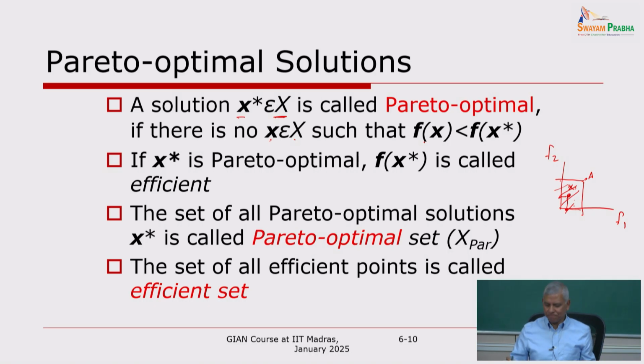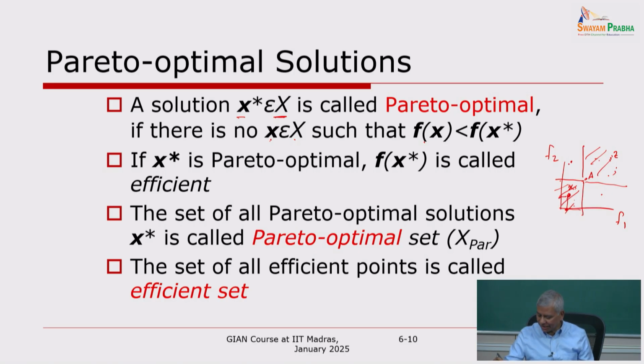Does that make sense? Any point you have on the first quadrant here, who is better? Let's call this Z. Is A better or Z better? A is better because A has a smaller value than Z in both objectives. So anything on the first quadrant, A is better. Anything on the third quadrant, that one is better. How about anything on the second quadrant or fourth quadrant?